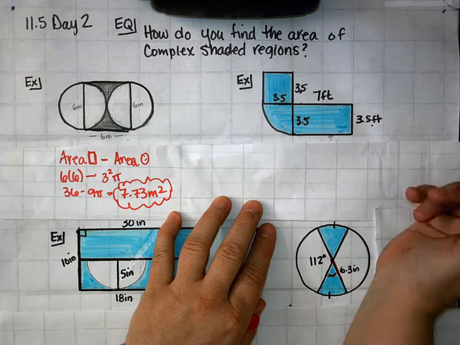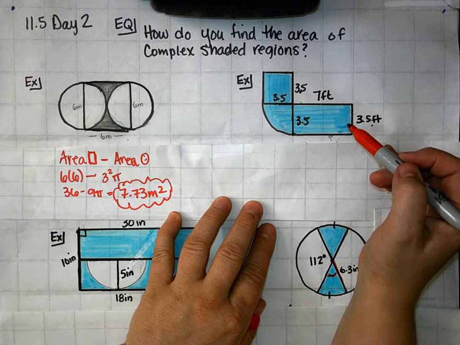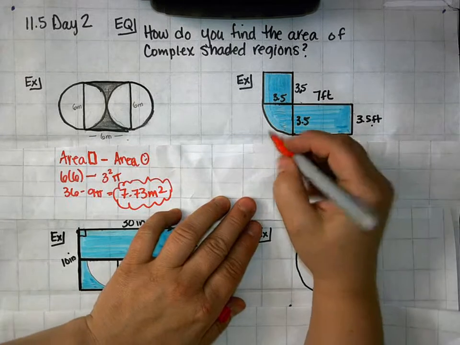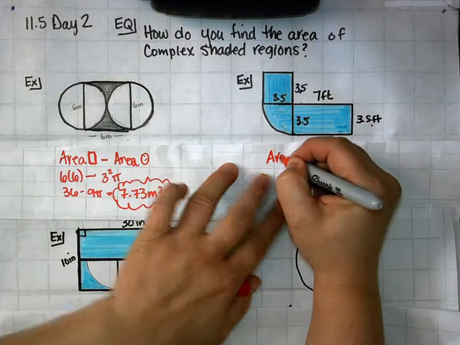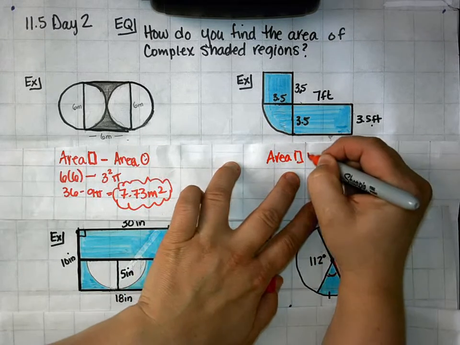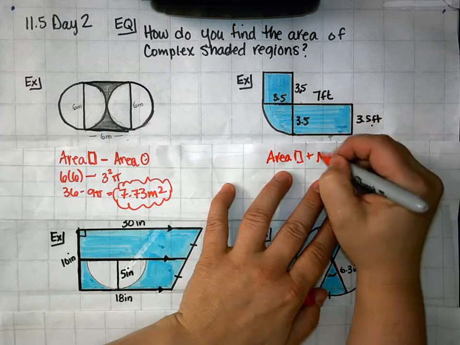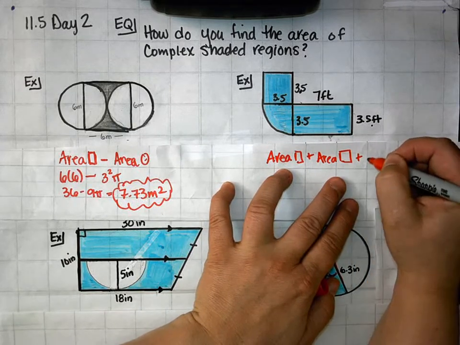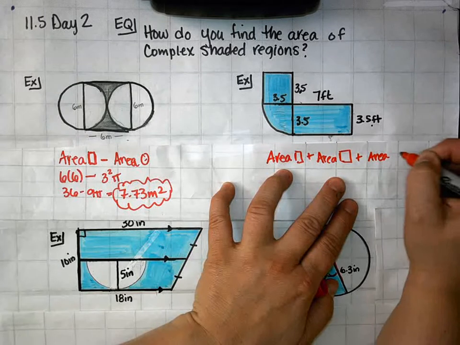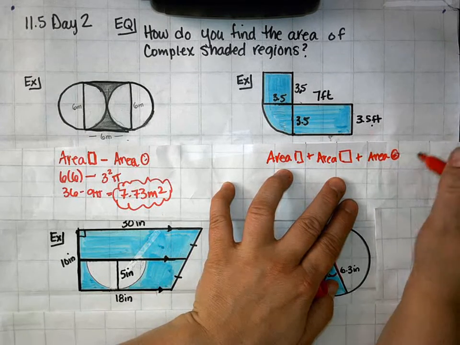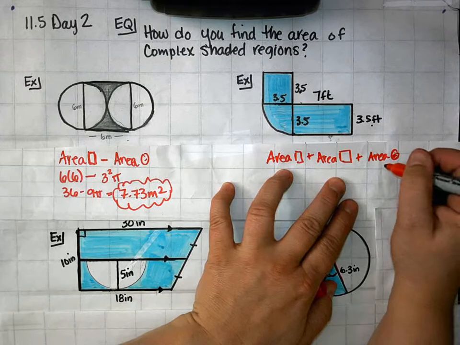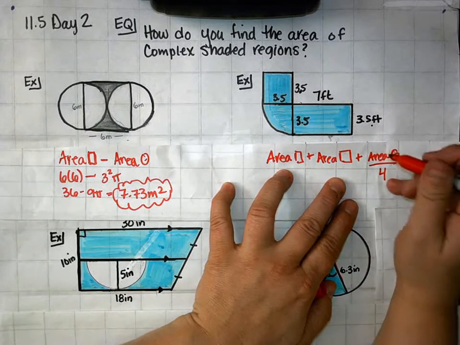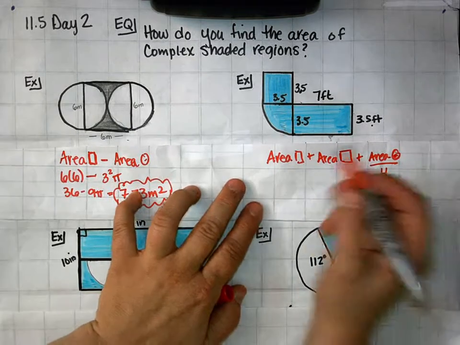Looking at this second example over here, it kind of looks like an L shape. It's made up of a square, part of a circle, and a rectangle. So my plan is to find the area of the square. Since it's easier for me, I'm going to find the area of the rectangle next. And then I'm going to add the area of that part of a circle. So now I have to decide how much of that circle, and it looks like it's a fourth to me, so I'm going to divide the whole area by 4 to get only a fourth of that.